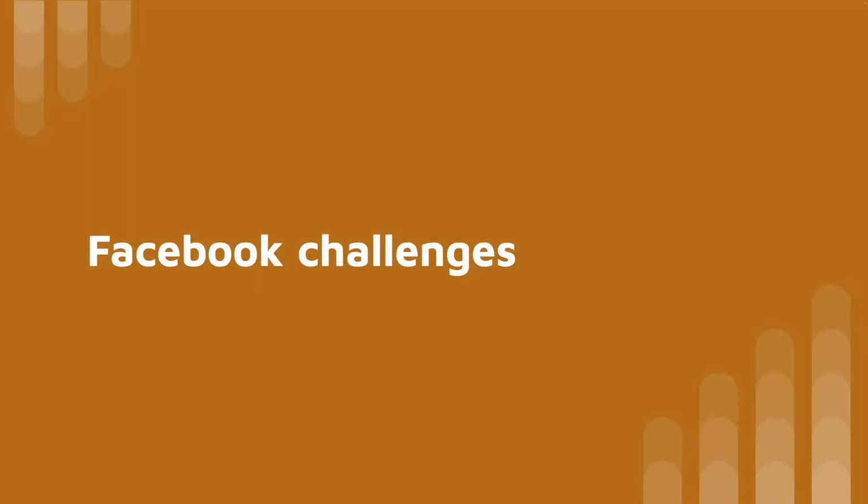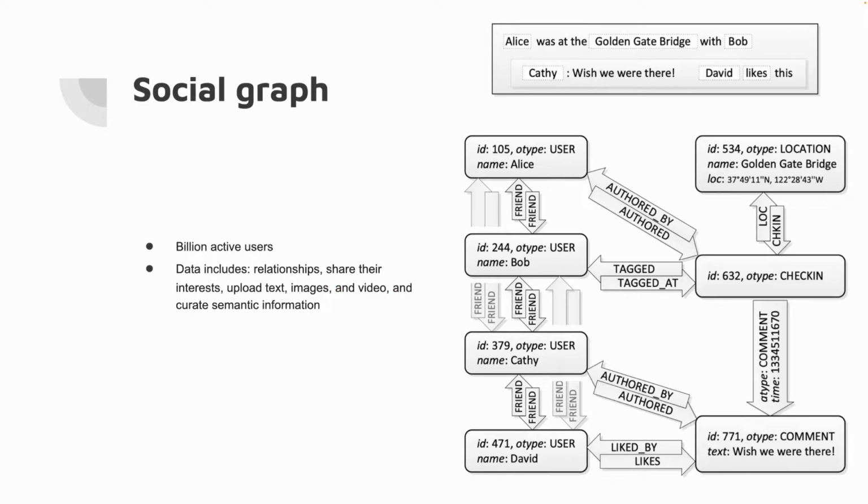But when Facebook wanted to use data storage, they had their own challenges. We know that Facebook needed to store a social graph. Facebook has billions of active users, and the data includes relationships, shared interests, uploaded text, images, videos, and curated semantic information. These specific requirements give Facebook different challenges.